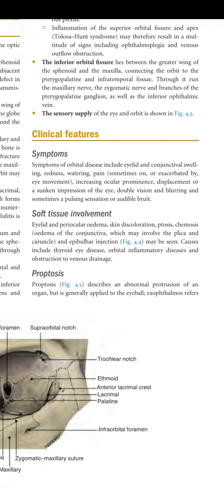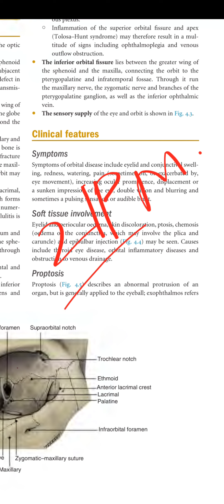Through it run the maxillary and zygomatic nerves, the branches of the pterygopalatine ganglion, and the inferior ophthalmic vein. So its mnemonic is ZIP: Zygomatic nerve, Inferior ophthalmic vein, Pterygopalatine ganglion branches, and maxillary nerve.